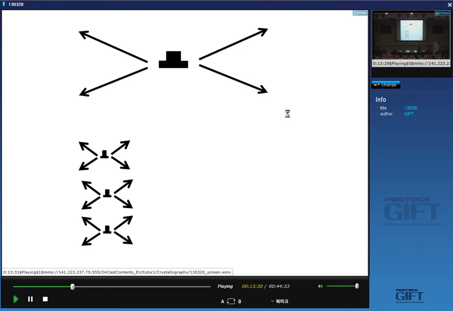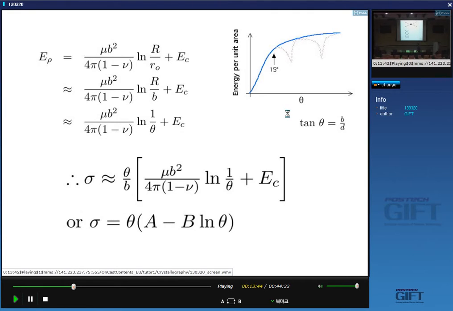So our equation for the energy per unit length is not correct when we get to large theta, because the energy per unit length is not constant. If you are closer to another dislocation, then the energy is reduced. Now, just to remind you from your undergraduate lectures, the energy per unit length scales with b squared. But we have a term over here, where R is the size of your crystal, effectively, the distance to which the field extends, and r naught is the size of the core of the dislocation.